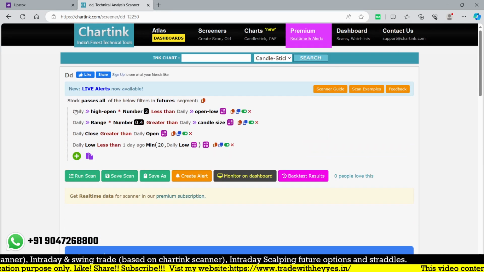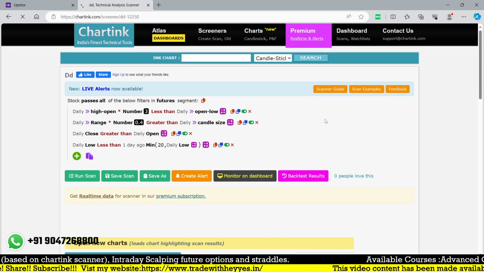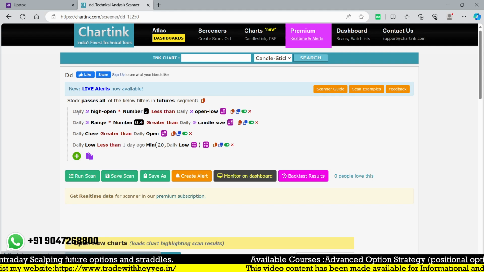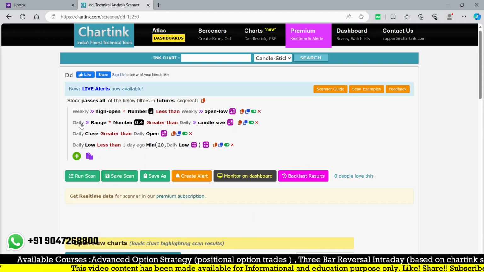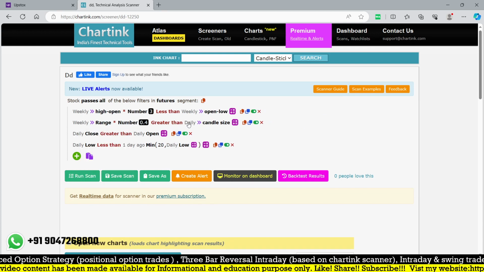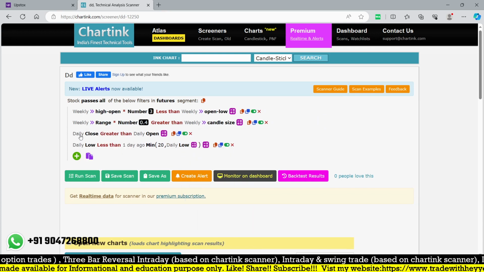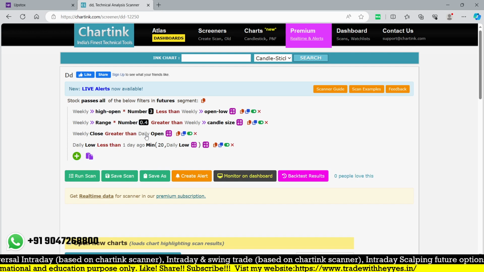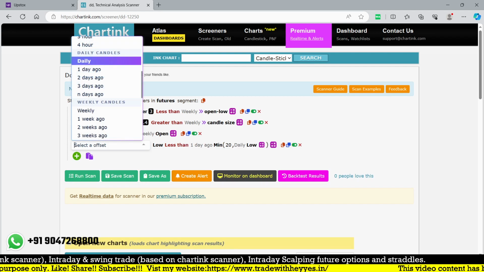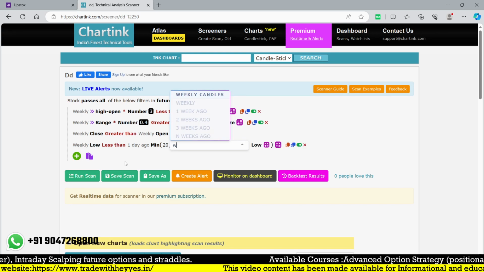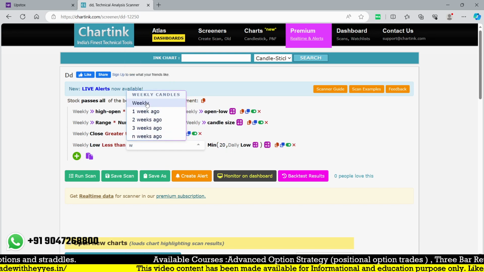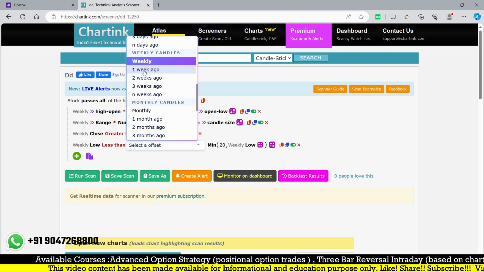Let me go for weekly. All the time frames should be weekly. Then the scanner will work for weekly. So don't ask for the scanner. This is a customized one which is available in the premium group. So if you wish, you can take this as a premium member. Weekly, so it should be 1 week ago.